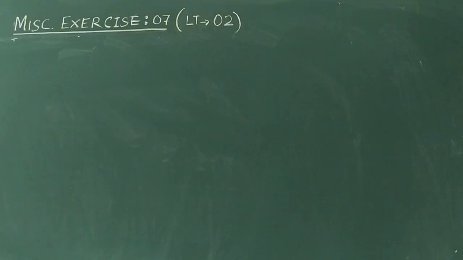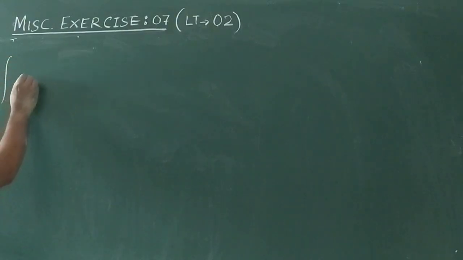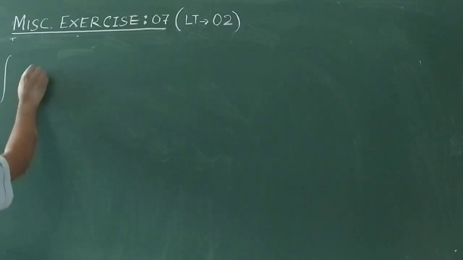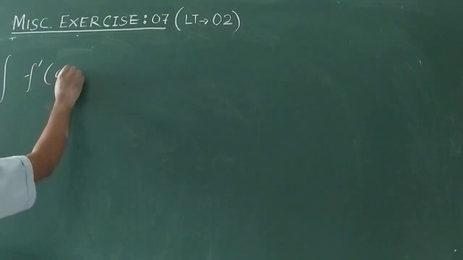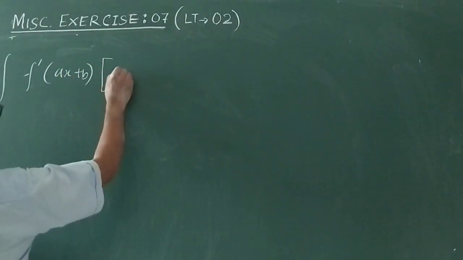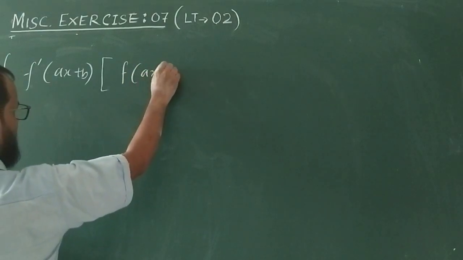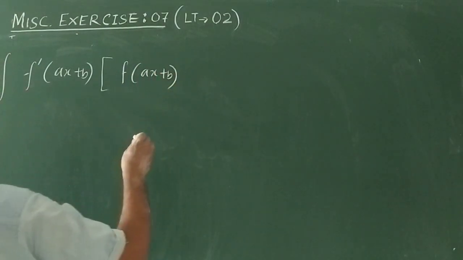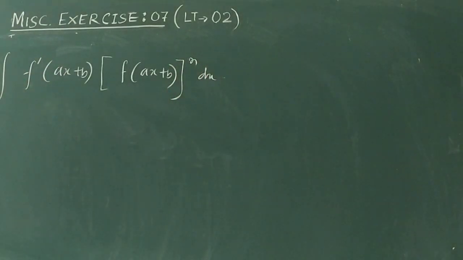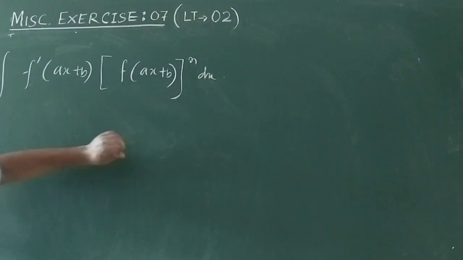Okay, the next problem. Suppose the question is integration of f dash of ax plus b, within the bracket f of ax plus b, whole to the power n dx. This is the integral you are going to do. Very interesting one. Here you see, very interesting.